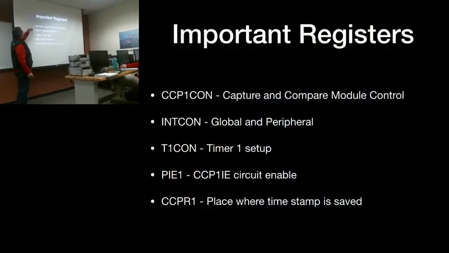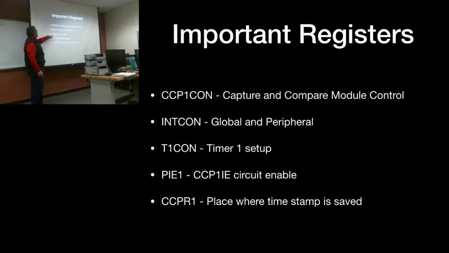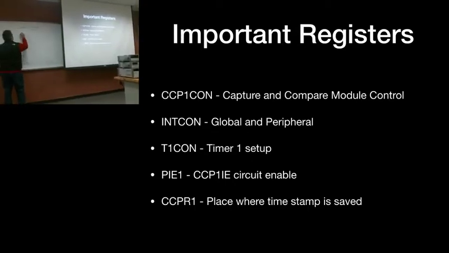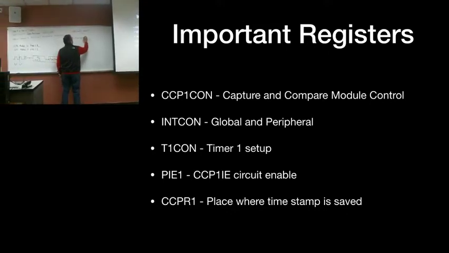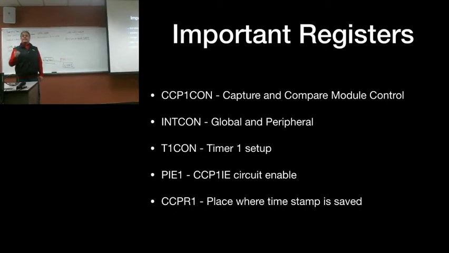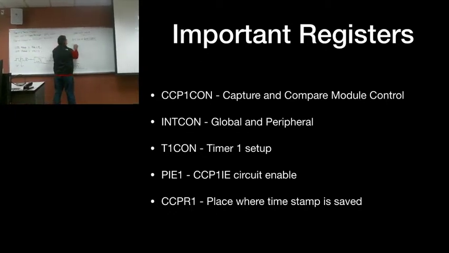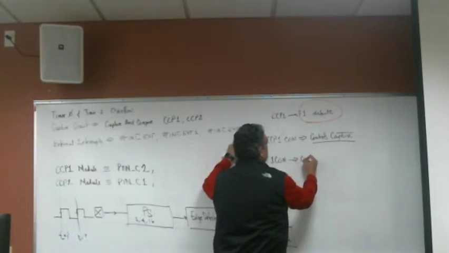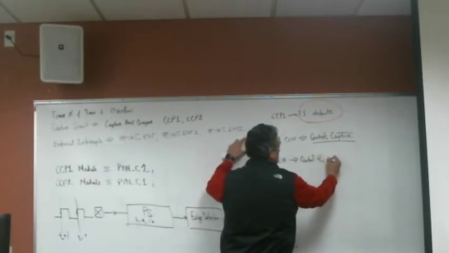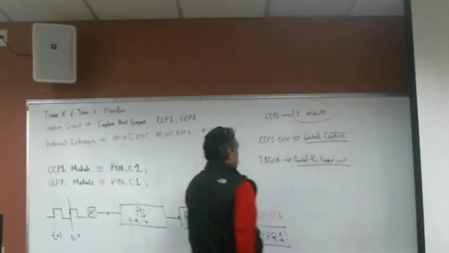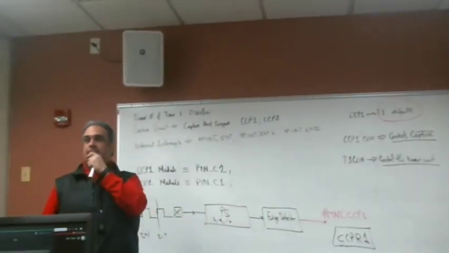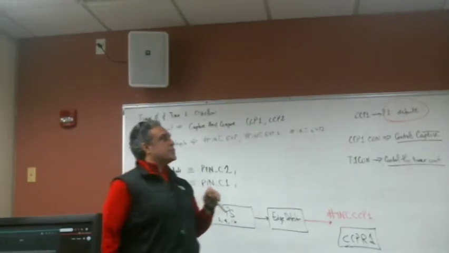The controlling registers are going to be CCP1CON and T1CON, right? So this guy, the CCP1CON, this is the register that controls the capture and compare. So this controls the capture circuit. The T1CON, this guy controls the timer unit. See that? So these are the two important registers.